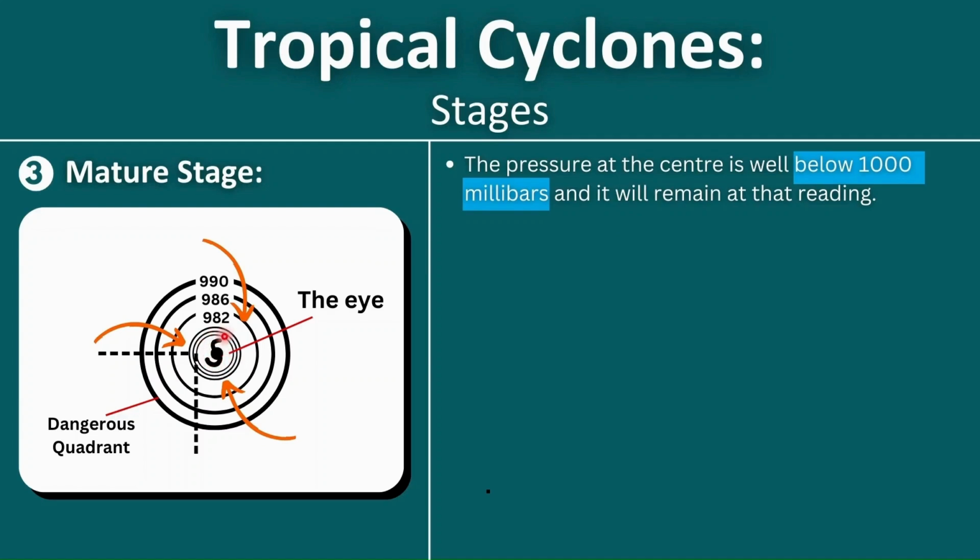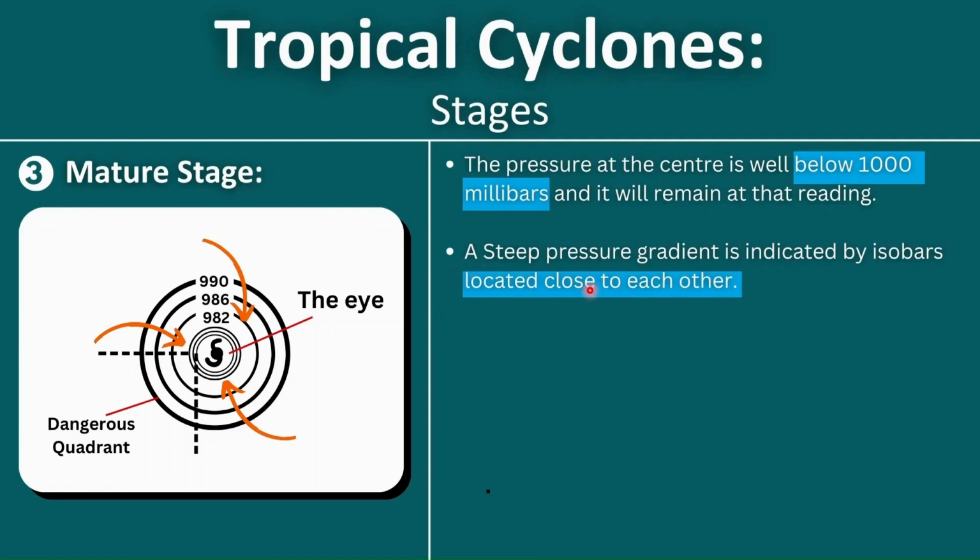We can see there is a very small distance between the isobars and we can see the presence of a dangerous quadrant. A steep pressure gradient is indicated by isobars that are located close to each other. Can you see how close they are? So the closer they are, the steeper the pressure gradient. So the diameter is 300 kilometers to 500 kilometers. Right now, the tropical cyclone is at its peak at this stage, in the mature stage.